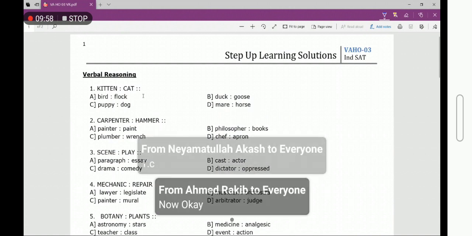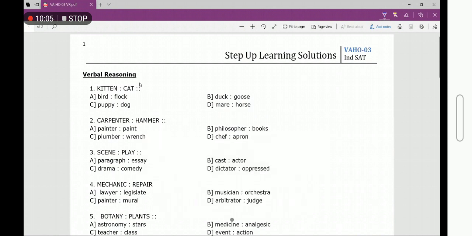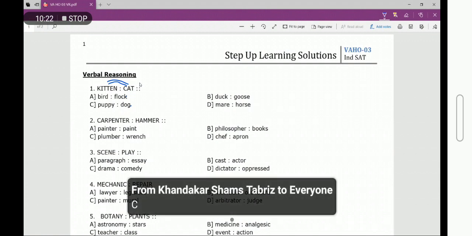There are questions on verbal reasoning also, like how maths questions also are there. Similarly in English also. This word has a relationship. Kitten, they have a particular relationship. They are connected. Can you tell us which option exhibits the same relationship?